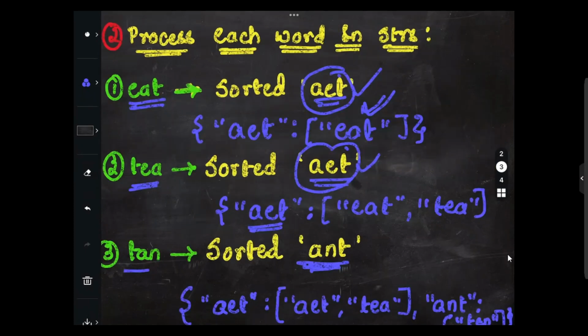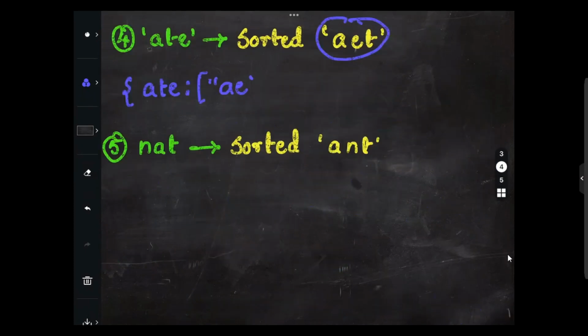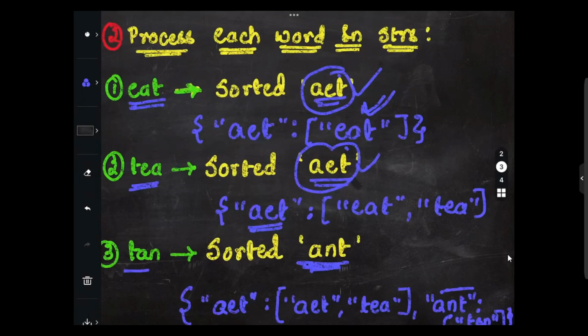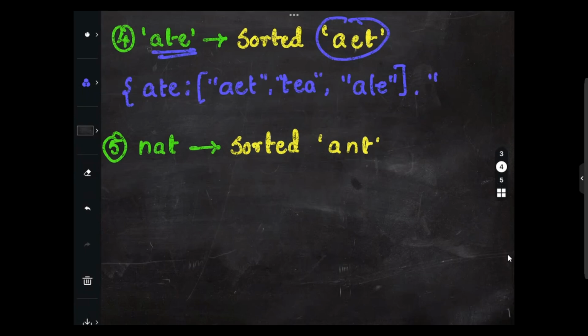EAT, TEA, and the new word we got here is ATE. This one, let's push to the same key. So this one remains the same. The previous one, this one for the key ant, remains the same. I'll just give here ant with the value tan. This is fine. The fifth word is nat here.